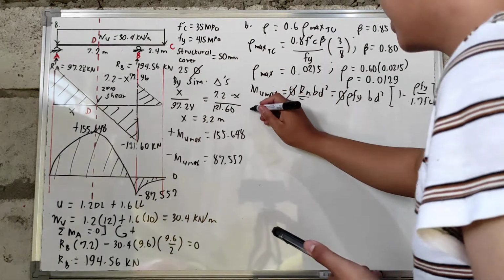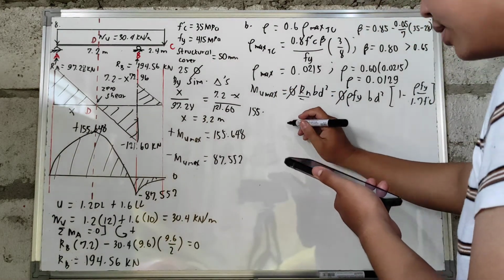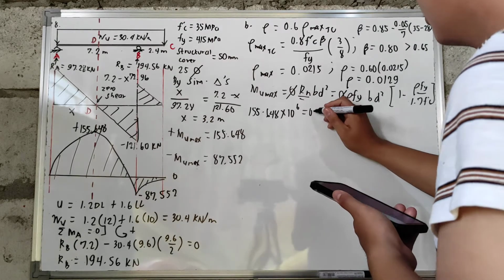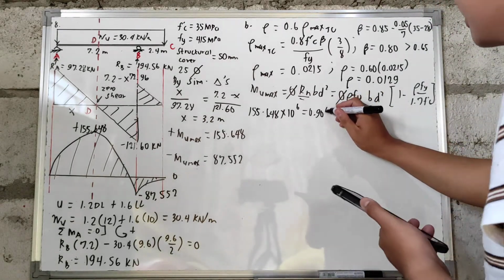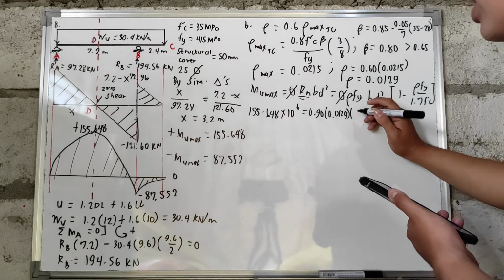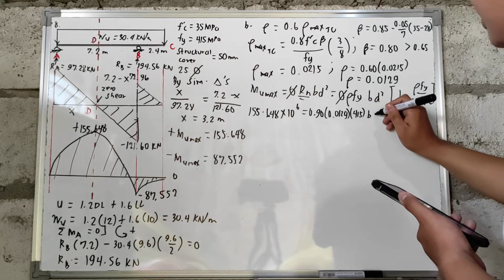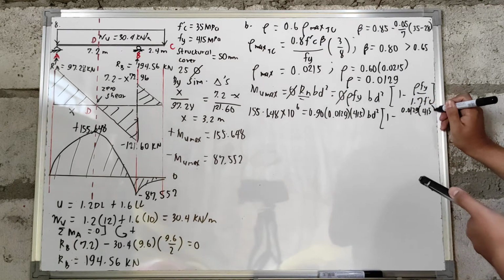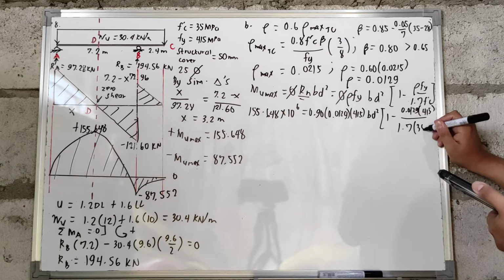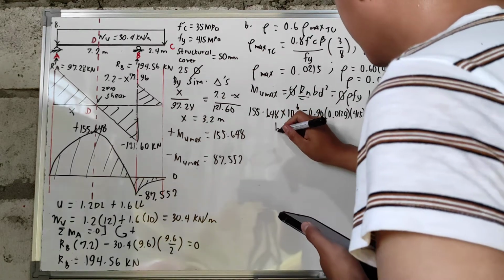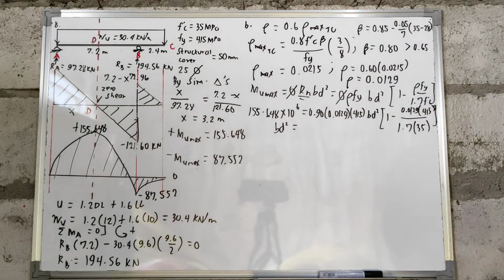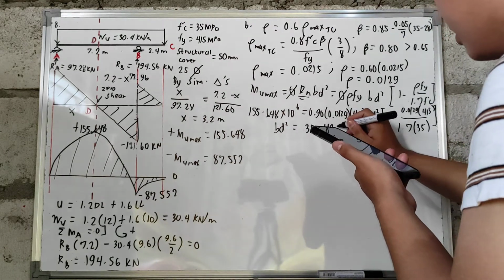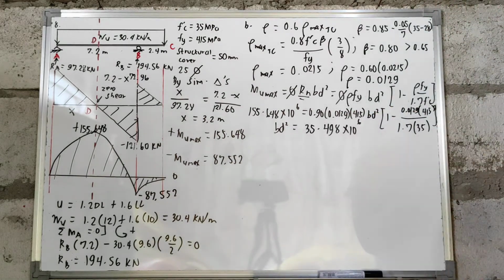So with this, meron tayong Mu max na 155.648. So times 10 raised to 6 para maging Newton mm is equals to 0.90. So yung rho na gagamitin natin, that is 0.0129. Yung Fy natin, that is 415. And yung hinahanap natin na BD squared, 1 minus 0.0129. Yung Fy natin, that is 415 over 1.7. Yung F prime C natin, that is 35 megapascal. So you will have a BD squared which is equal to the value of 35.498 times 10 raised to 6.